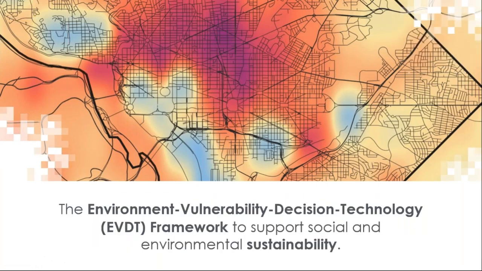In particular, I'm excited to highlight a tool set we use called the Environment Vulnerability Decision Technology Framework to support social and environmental sustainability. We call it EVDT for short. That stands for Environment Vulnerability Decision Technology.